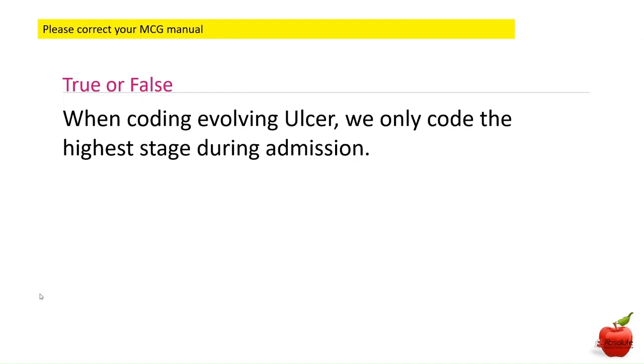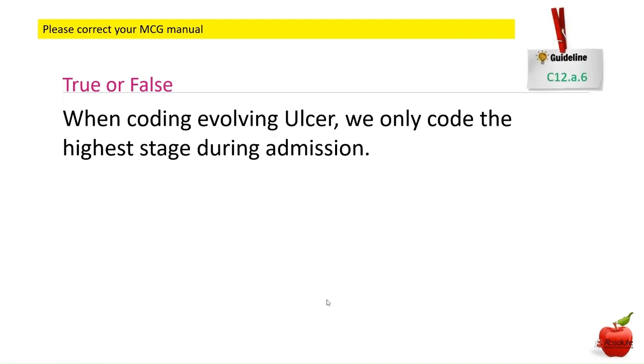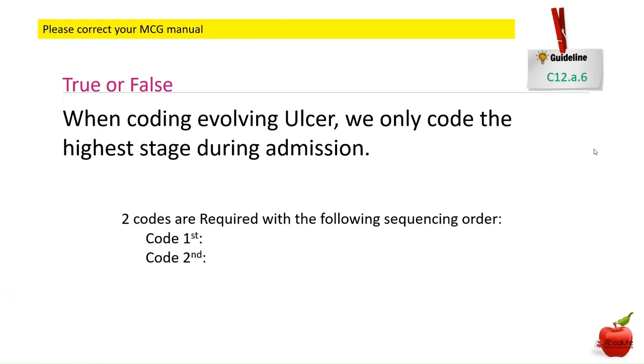Yes, I was waiting for your answers. And the answer is going to be, is this true or false, coders? And there's a note that please correct your MCG manual. I saw someone also place it in the chat that on the MCG it's different. So when coding the evolving ulcer, we are not only coding the highest stage. So this statement is false. There are two codes that are required while coding the ulcer which evolved into a higher stage.